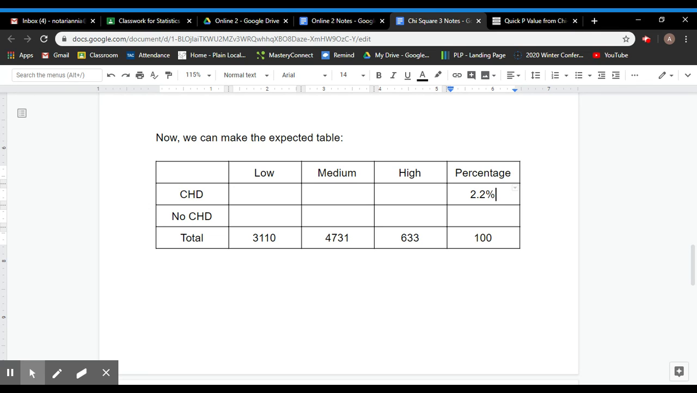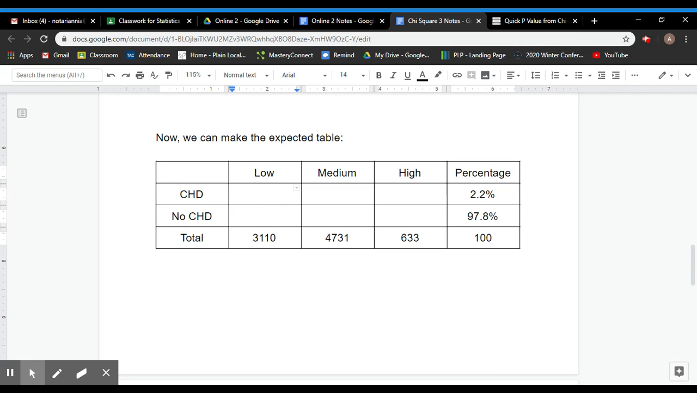All right, so if 2.2% of people have CHD, that means that 97.8% of people don't have it, okay? Because if these are the people with it, the other percentage of people don't have it, which is 97.8. Now you're going to find these missing values in the exact same way we did last video.